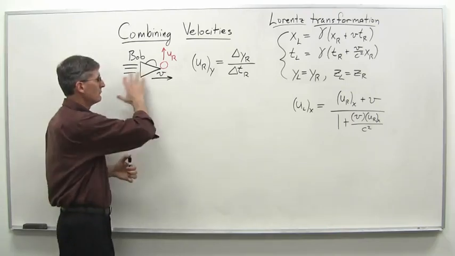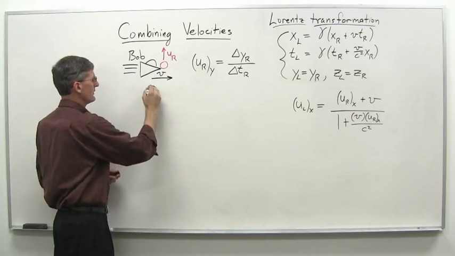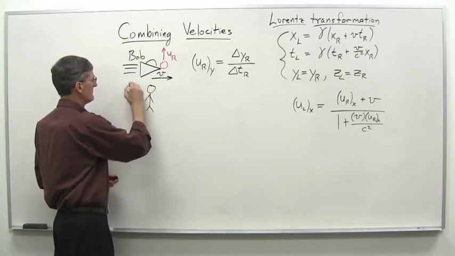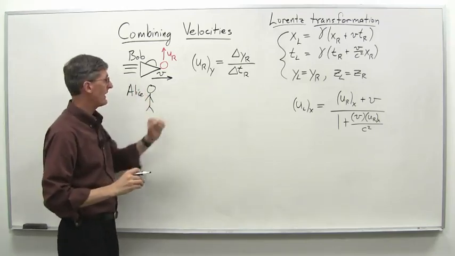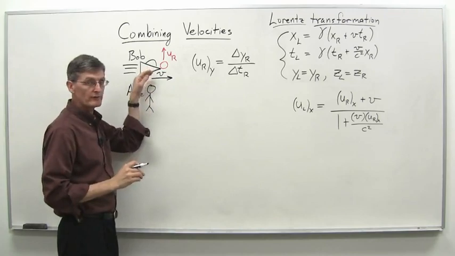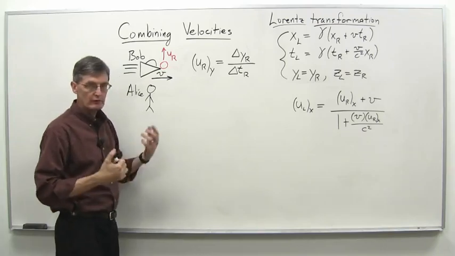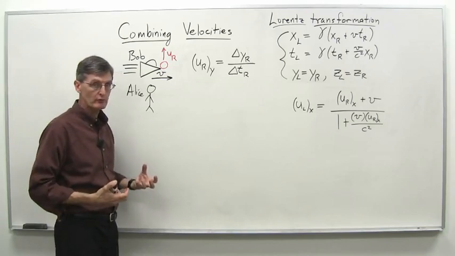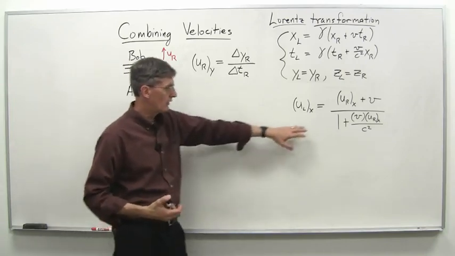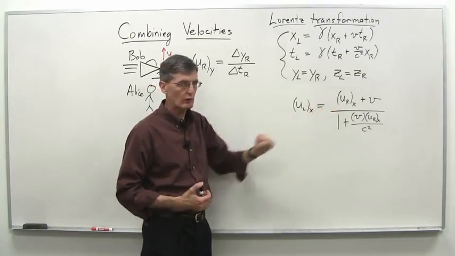Our example was Bob going with some velocity v with respect to Alice's frame of reference, and Alice is here, so I get her in the picture. He shot off an escape pod in his direction of motion with velocity u sub r compared to him. And we discovered that the velocity Alice would observe the escape pod to go followed this equation here. We did a few examples with that just to check out how it might work.